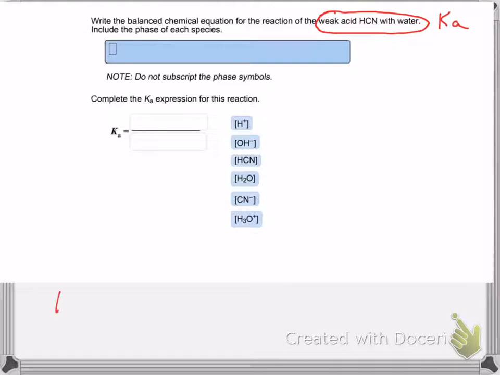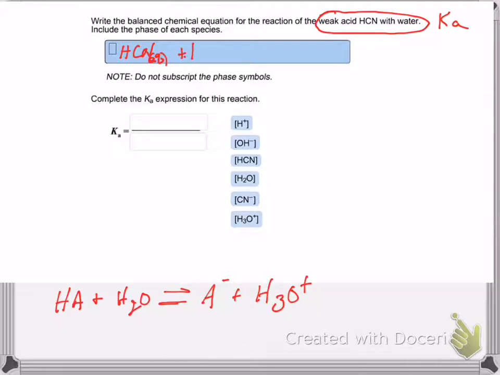So we're expected to write a Ka. Let's remind ourselves that the Ka reaction, the generic reaction, is HA plus H2O, making A minus and H3O plus. Every HA reaction will have H3O plus as its product. So we start with our HCN, and we add water, which is a liquid, and we see CN minus, our A minus, our anion, our conjugate base, plus H3O plus. So here's the Ka reaction for HCN and water.